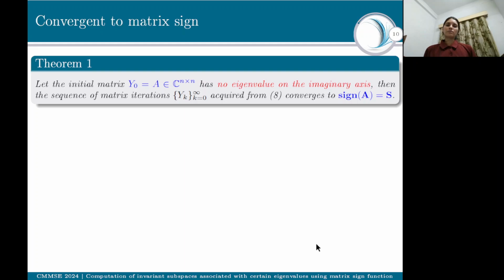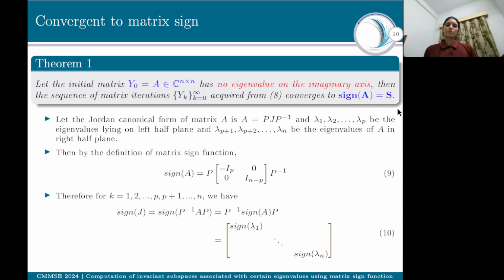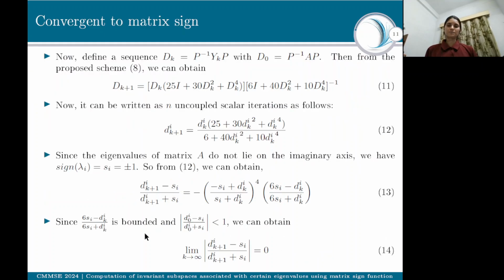Now in order to prove that our method will converge to the sign of the matrix, we have given this theorem. We consider the initial guess as A, which has no eigenvalue on the imaginary axis; then our proposed method will converge to sign of A. For proving this, we consider the Jordan canonical form of A, where λ1, λ2, ..., λp are the eigenvalues lying in the left half plane, and λp+1, λp+2, ..., λn are the eigenvalues of A in the right half plane. Then by the definition of the matrix sign function, we can write equation 9. From here, we can get sign of J as sign of λ as a diagonal matrix.